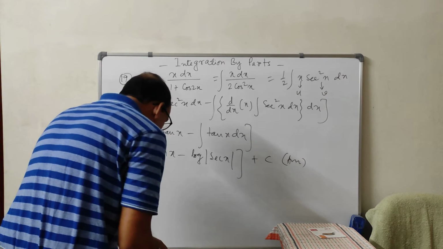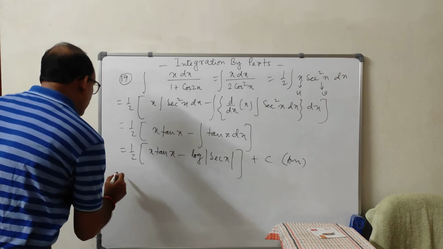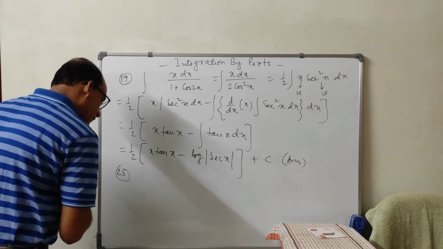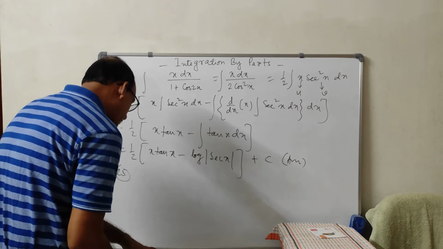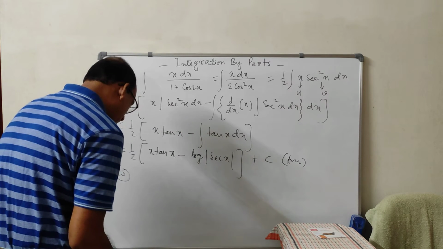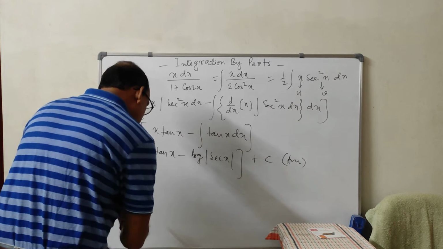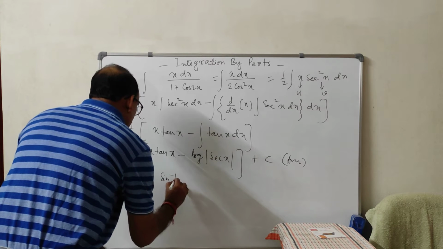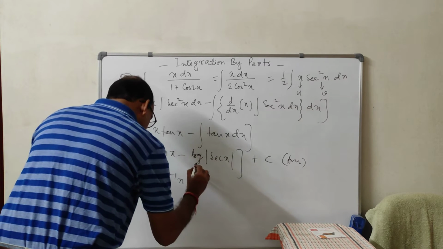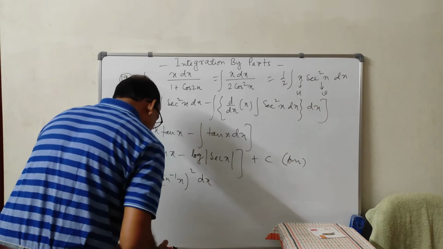Okay. Next, I will take another problem, which is 25 in the group problem under 4 marks category problem in short answer type questions. What is 25? Integration sin inverse x whole square dx. This is the problem.